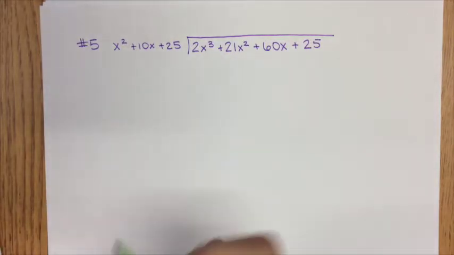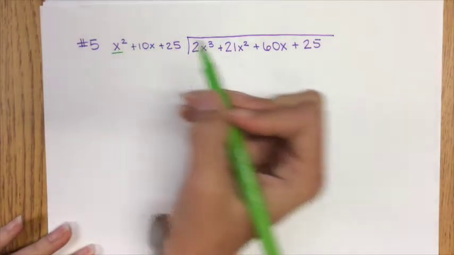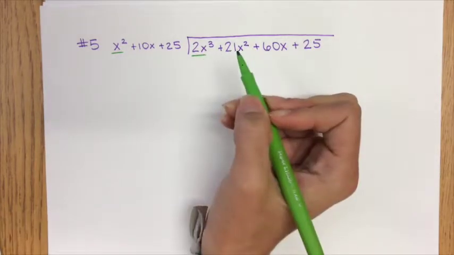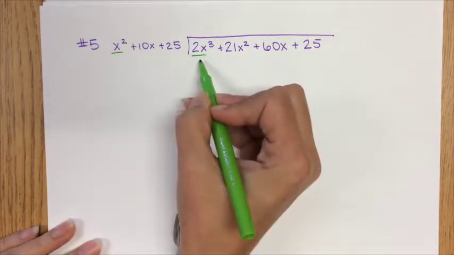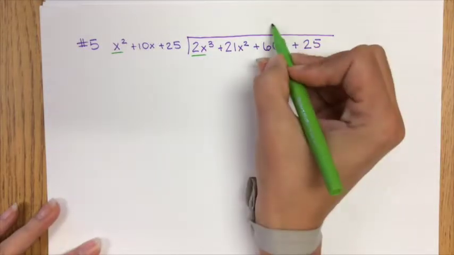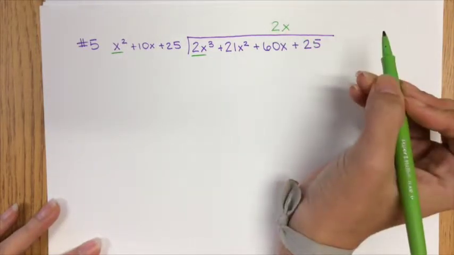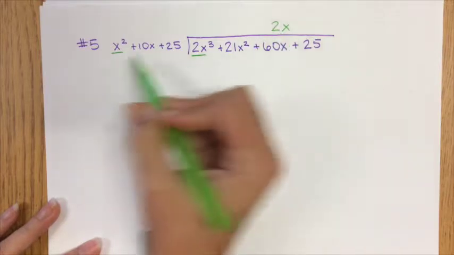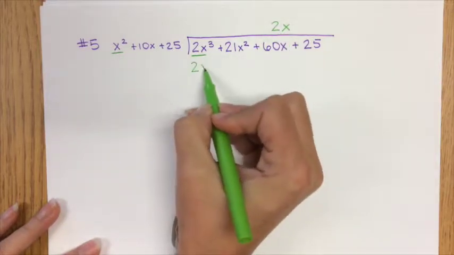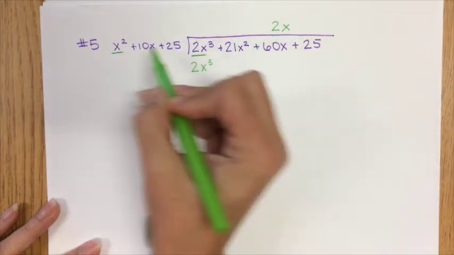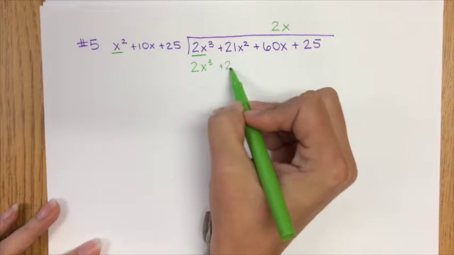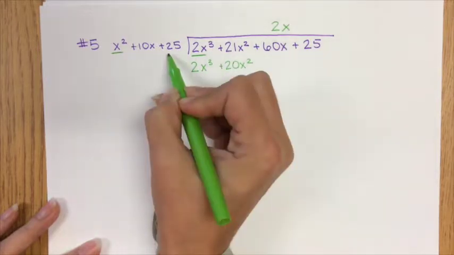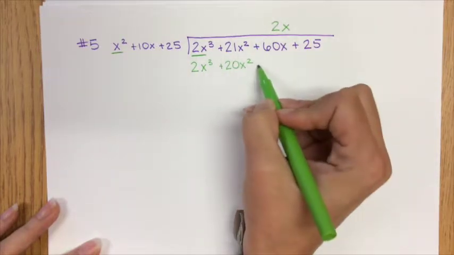Every single time I'm going to ask myself, what do I multiply by the first term on the outside to get my first term on the inside? And then I'm going to do that. x squared times what gives me 2x cubed? So it's 2x. So I'm going to put my 2x up here, and now I'm going to actually multiply it. 2x times x squared is 2x cubed. 2x times 10x is 20x squared. 2x times 25 is 50x.